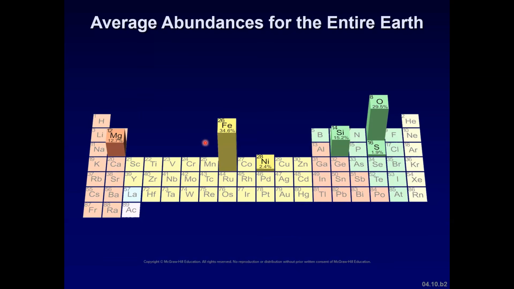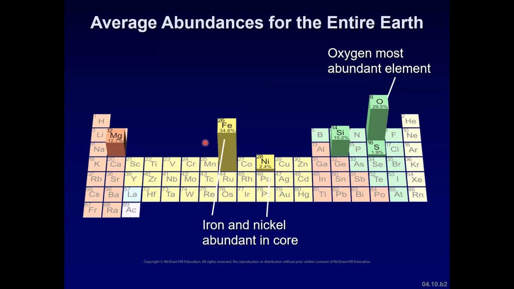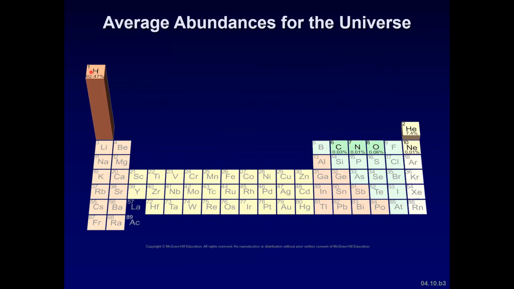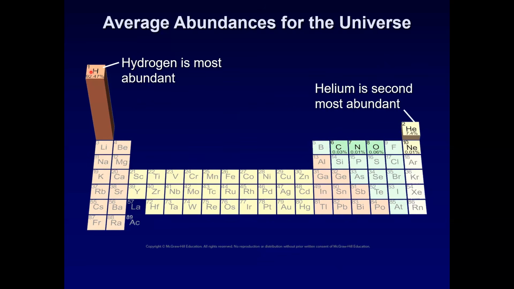For the entire Earth, the whole thing, oxygen is still the most abundant element. Within the core, iron and nickel are quite abundant. And then silicon, sulfur is less abundant, but it is abundant in the core. Magnesium, a little less than silicon. Within the whole universe, hydrogen is the most abundant element. Helium is the second most abundant element.